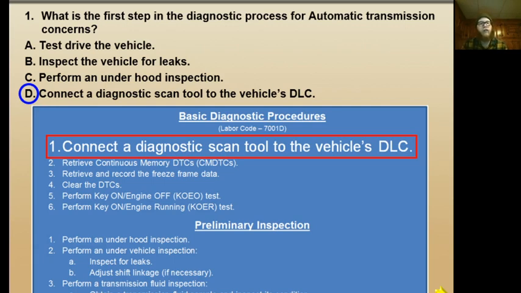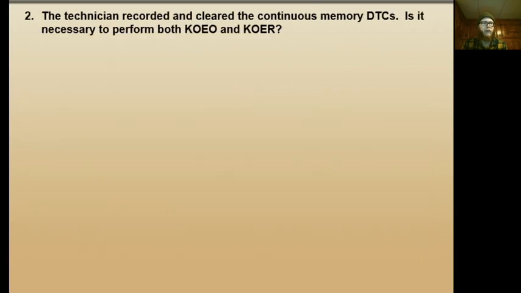Make sure that you record these codes because there's a good chance you'll be requested to clear the codes to see if we can get the transmission back into a normal operating state so that we can actually duplicate and verify the real symptom that has caused the transmission to go into a default mode. The technician recorded and cleared the continuous memory codes. The recording part is really important so that we know if things are being reset or if some of those continuous memory codes may have been due to past driving experiences, low battery voltage, weird things like that.